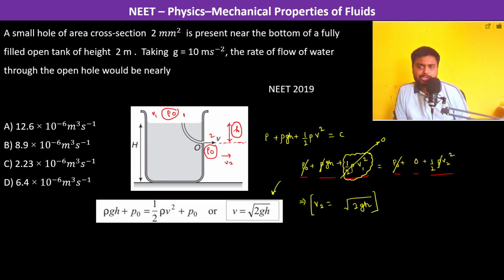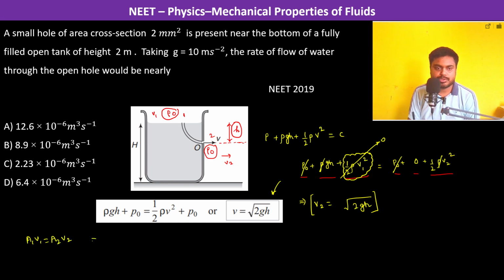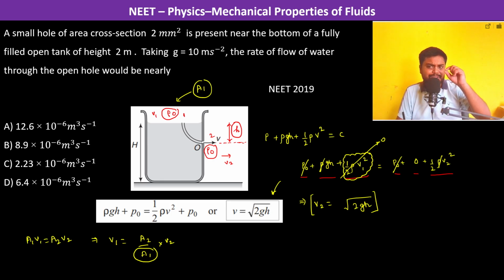Now why does v1 have to be taken as 0? Because a1 v1 is equal to a2 v2, so v1 is going to be a2 by a1 into v2. Here the cross-sectional area a1 is quite big and a2 is very small, so this ratio is almost equal to 0, very negligible. Therefore v1 is neglected.